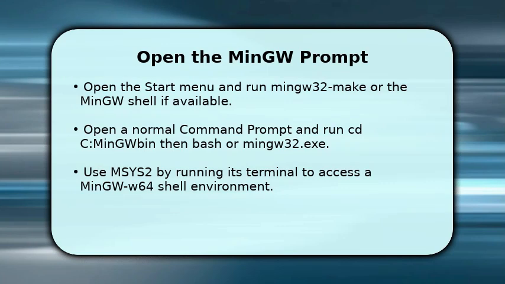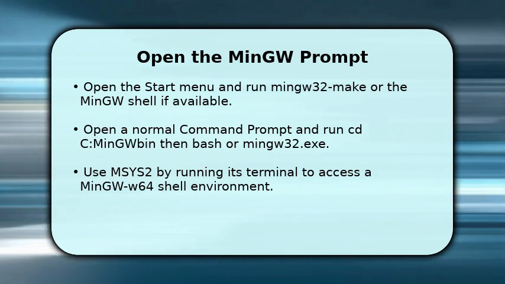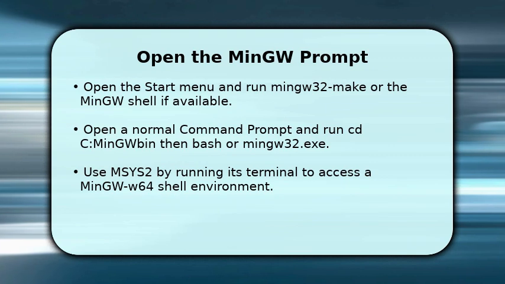Use the Start menu to find a MinGW or MSYS2 shortcut if available. Open the Start menu and run MinGW32-make or the MinGW shell if available. If no shortcut exists, open a normal command prompt or PowerShell window. Open a normal command prompt and run cd C:\MinGW\bin, then bash or mingw32.exe.